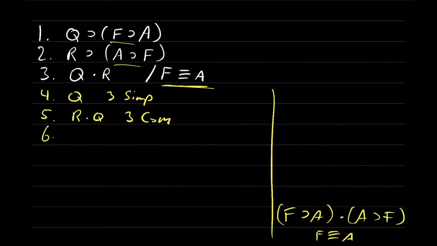This should all be review and fairly mechanical and straightforward. Even if you didn't have any idea how to approach this proof, you should probably simplify to get Q and R on their own lines. Anytime you see a conjunction, simplifying them is never going to be a bad idea.